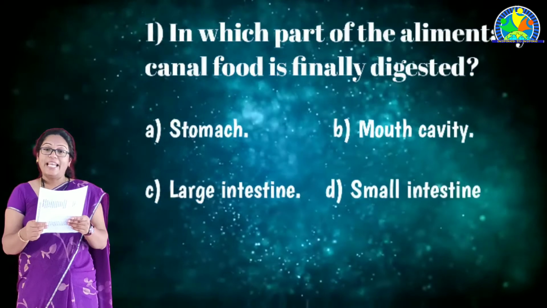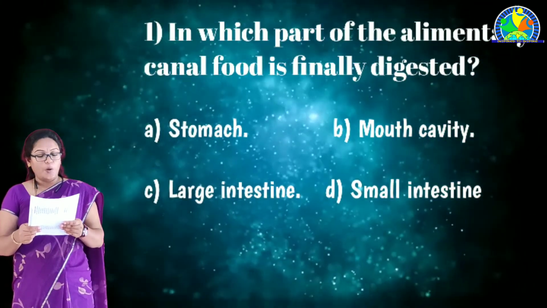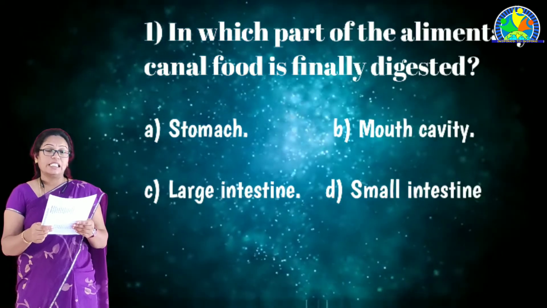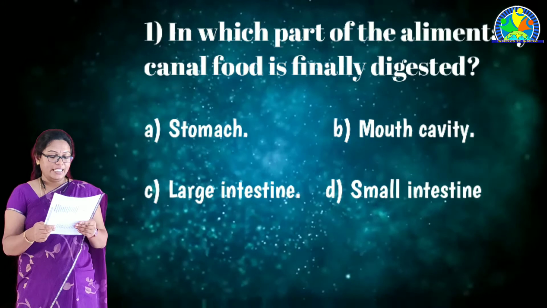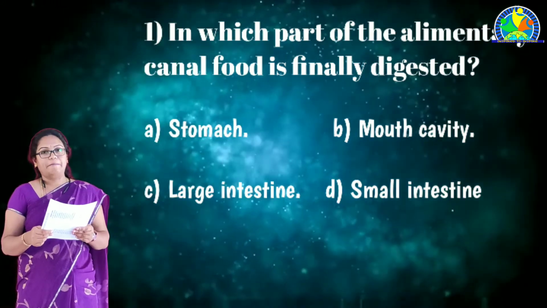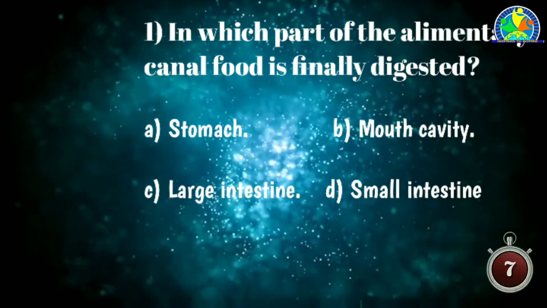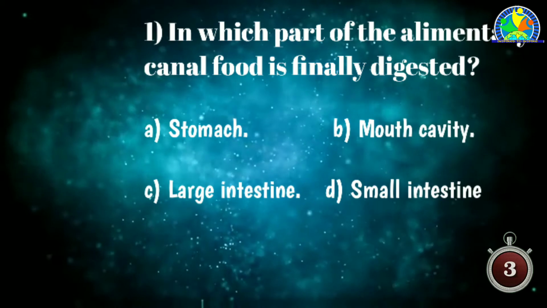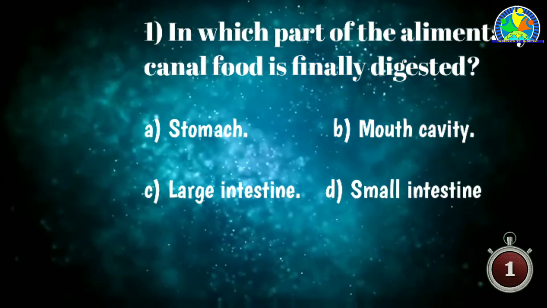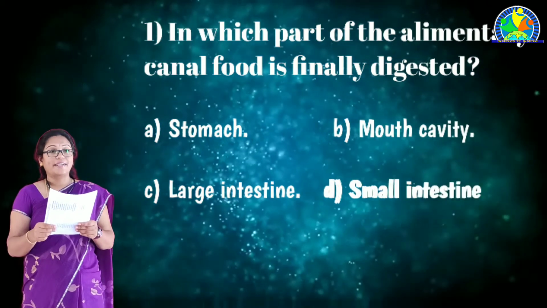In which part of the alimentary canal is food finally digested? Your options are A. Stomach, B. Mouth cavity, C. Large intestine, D. Small intestine. You have 10 seconds to answer this question. The answer is small intestine.